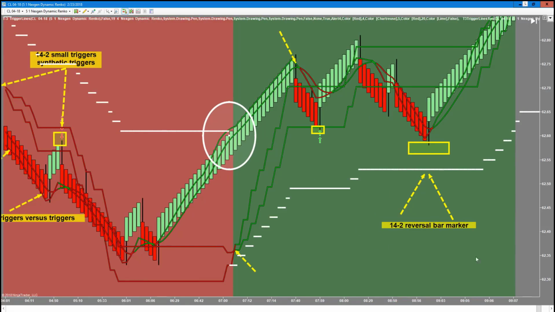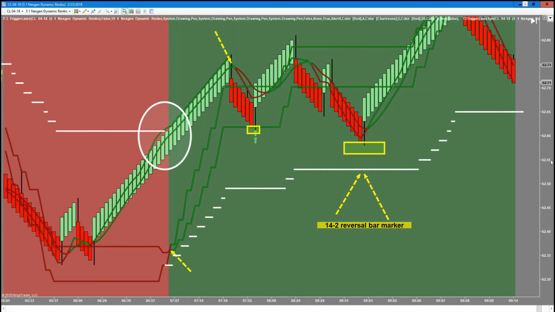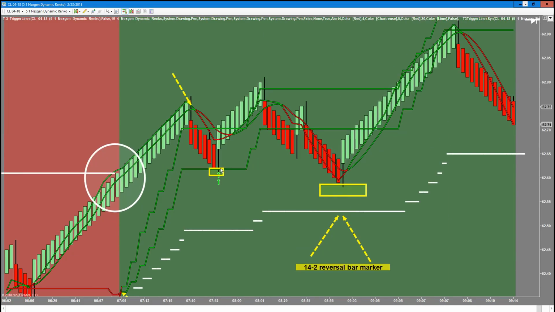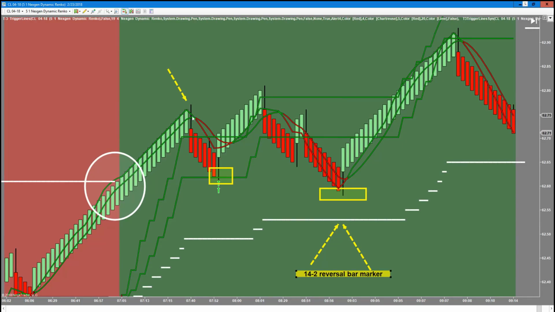So again, as you work your way through the rules, you'll see there will be situations where you'll have trend trades where the small triggers are on the correct side of your 14.2 triggers. And then we'll also be able to do trend trades that are on the wrong side, as long as we do not exceed the 14.2 reversal bar marker. And again, as we start to add in Fibonacci support and resistance areas, this will also become much more apparent to you. So again, just a reminder, correct side of the triggers looks like this.